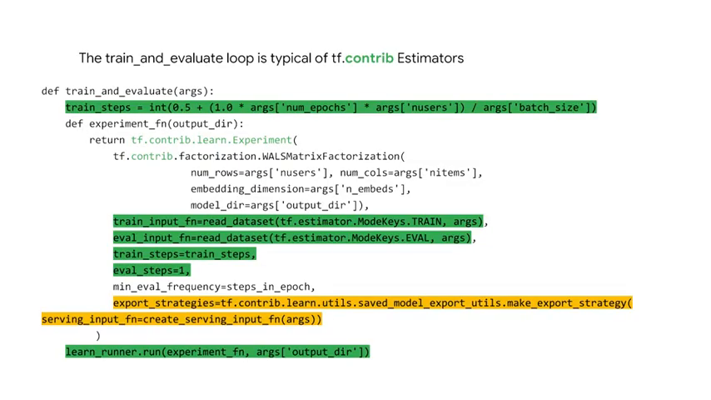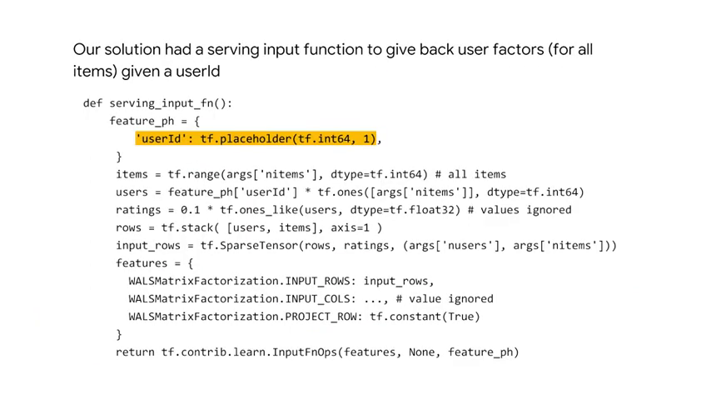So far, we've seen most of the WALS matrix factorization estimator. Let's now take a look at the serving input function in more detail. Our solution had a serving input function to give back user factors for all items given a user ID. We read one integer into the user ID placeholder. We then create an enumerated range of all items, which will be the item indices. We then tile the passed user ID across all of the item indices. We create our ratings tensor with a rating for every item. These are just dummy values and will be ignored. We just need to have the right format for the input sparse tensor.